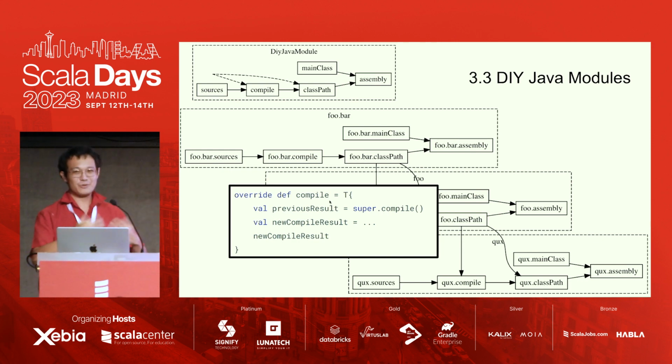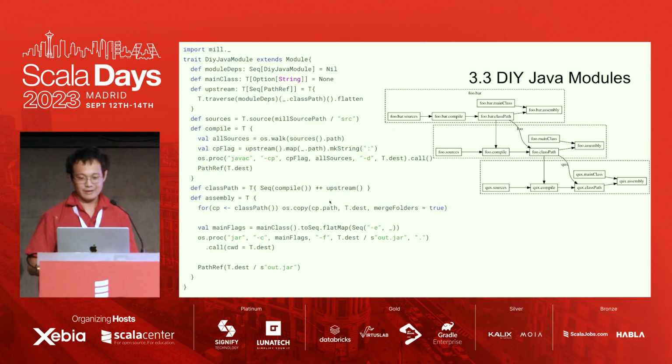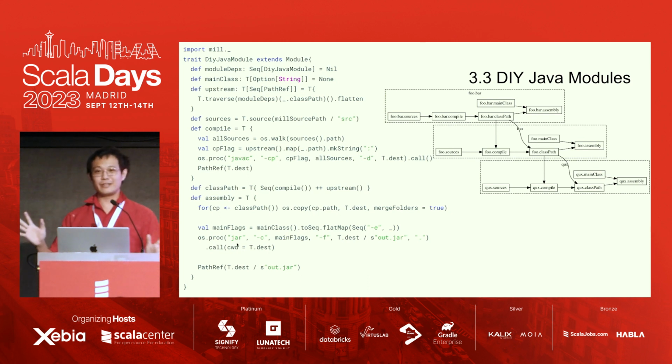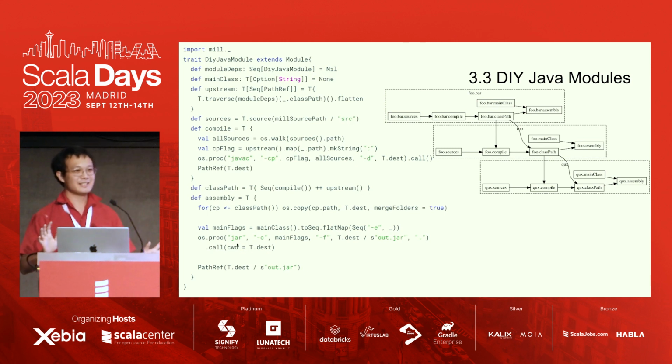Just override it, do the transformations using normal Scala code, and you're done. Use override and super. So it's worth calling out again. This code here you wrote on the left doesn't have anything to do with parallelization, caching, incrementalization, introspection, or any of those things that you really want, but you don't want to have to think about. This code on the left really only has the business logic you care about in your build.